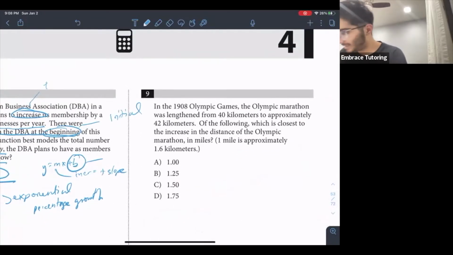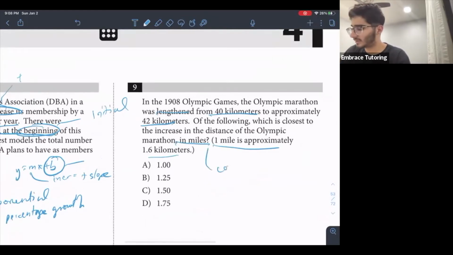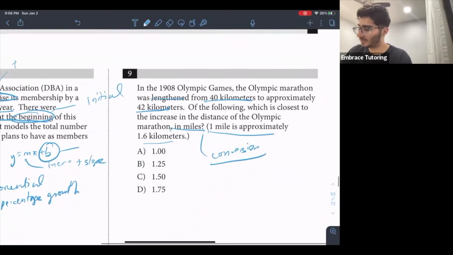Okay, yeah. In the 1908 Olympic Games, the Olympic marathon was lengthened from 40 kilometers to approximately 42 kilometers. Of the following, which is the closest to the increase in the distance of the Olympic marathon in miles? 1 mile is approximately 1.6 kilometers. So there's a lot of conversion problems in this section. So it increased by 2 kilometers, because it's 42 minus 40 to give you 2.